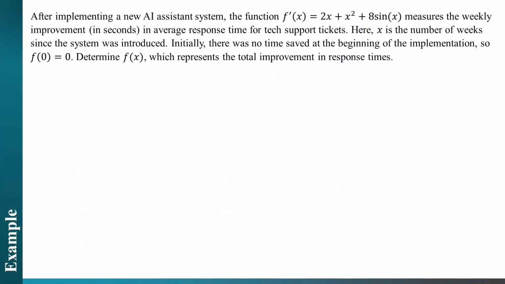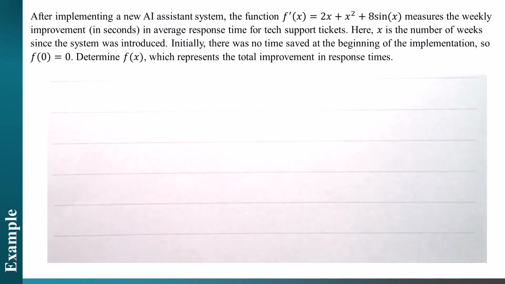Let's consider another example. After implementing a new AI assistance system, the function f prime of x equals 2x plus x squared plus 8 sine of x measures the weekly improvement in seconds in average response time for tech support tickets. Here, x is the number of weeks since the system was introduced. Initially, there was no time saved at the beginning of the implementation, so f of 0 equals 0. We want to determine f of x, which represents the total improvement in response times.